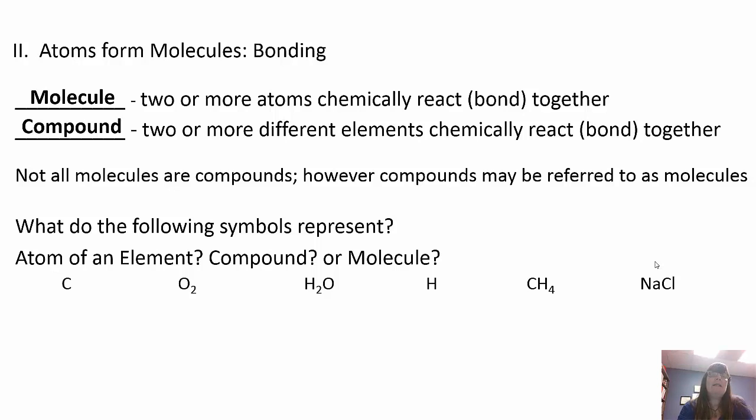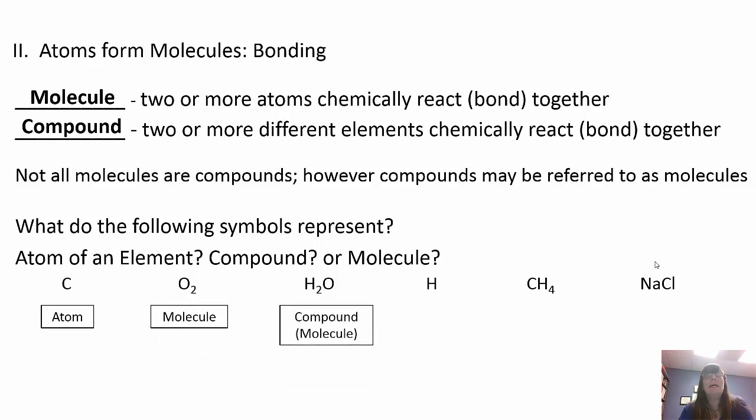So, what do the following symbols represent? Do we have an atom of an element, a compound, or a molecule? So, C. That's an atom. O2. That's a molecule. H2O. That's a compound, but a molecule. H. That's an atom. CH4.